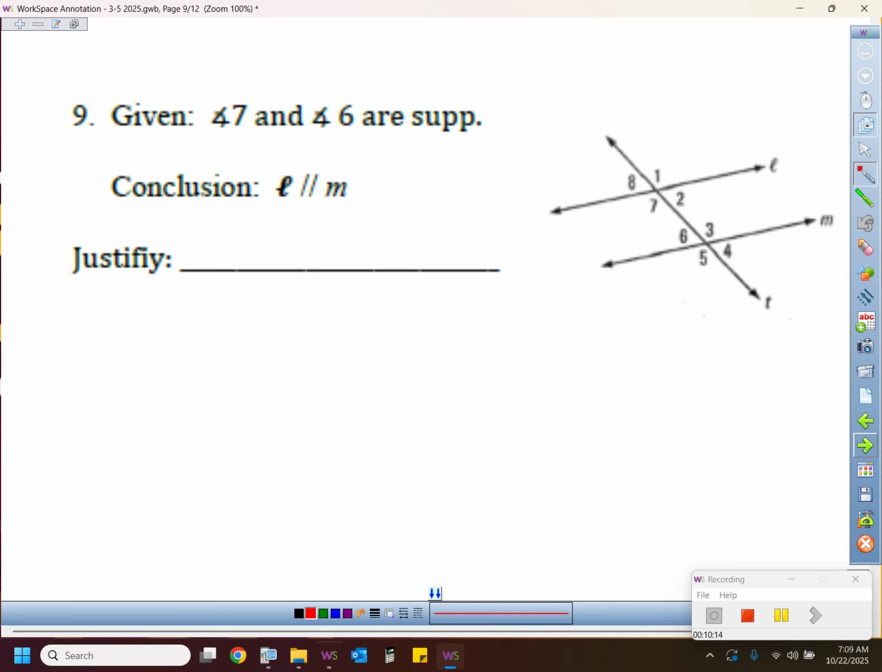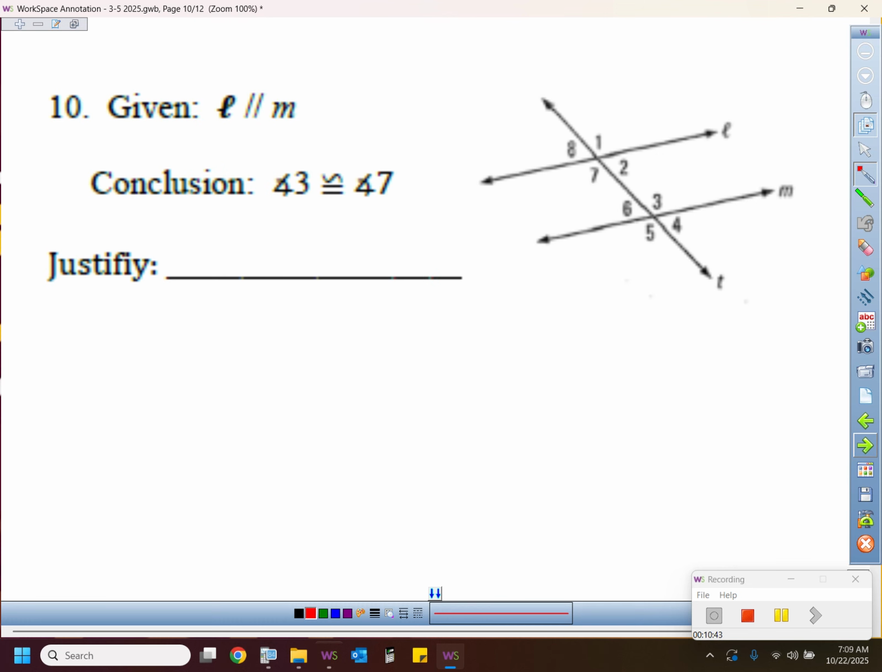So we'll try that again. They say angle 7 and angle 6 are supplementary. There's no way to mark that, so you just have to leave it. But you still have to ask yourself, what kind of angles are those? Those are consecutive interior angles, and they told me they're supplementary. So I can start with consecutive interior angles supplementary. Guess what that implies? We have parallel lines.